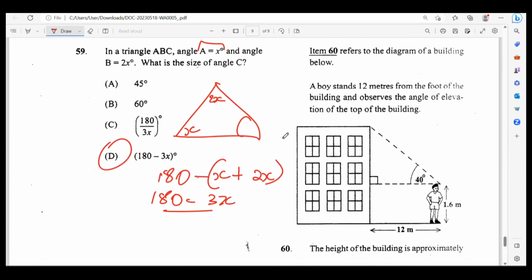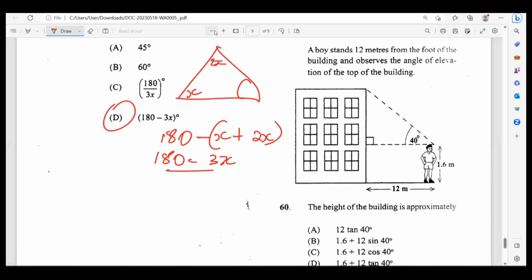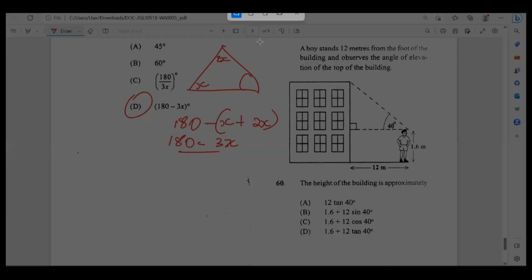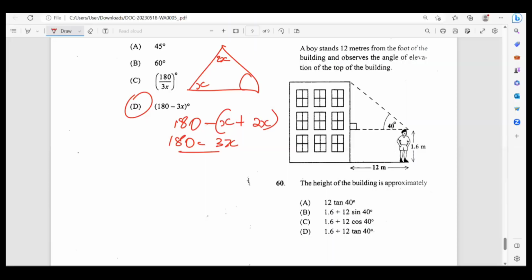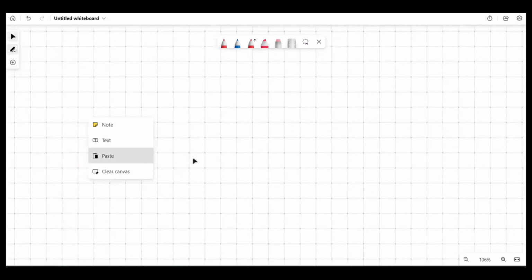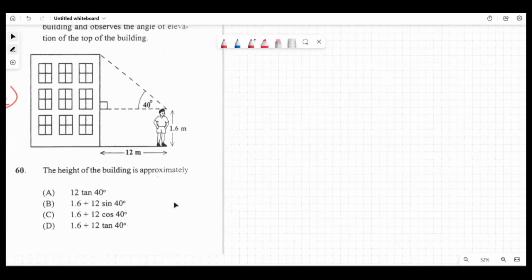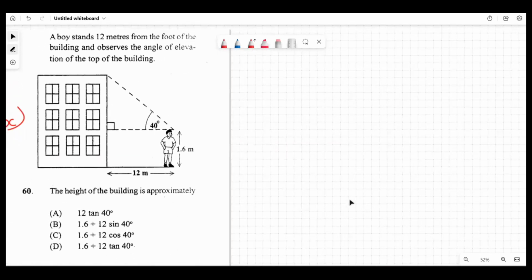Now, item 60. All right, I probably have to take it to the next board for space. Let me cut this. All right, so the idea is that a boy stands 12 meters from the foot of a building and observes an angle of elevation to the top of the building. You're looking at the diagram, you're seeing what's going on. The height of the building is approximately what?